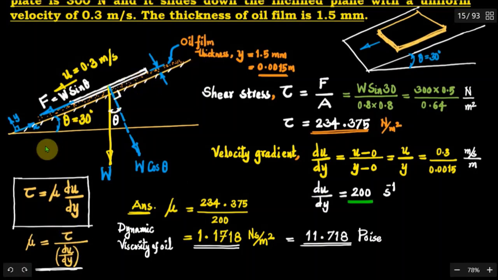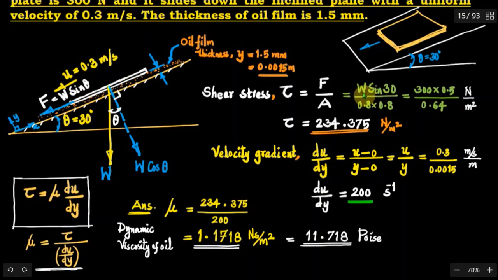Please note that W sin theta, the component of weight along the inclined plane, is responsible for the motion down the plane, whereas W cos theta is responsible for holding the square plate on the inclined plane as it slides down. So shear stress tau is equal to shear force by area, and shear force in this case, as I told you, is W sin theta.